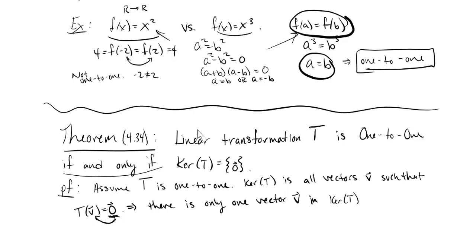Well, we've seen in a previous section that the zero vector is always in the kernel. So that must be the entire kernel. There's only one vector. We know the zero vector is a vector in there. It must be the only one. So the kernel is the set containing just the zero vector. So if we assume that our transformation is 1 to 1, we can show the kernel is just the zero vector.